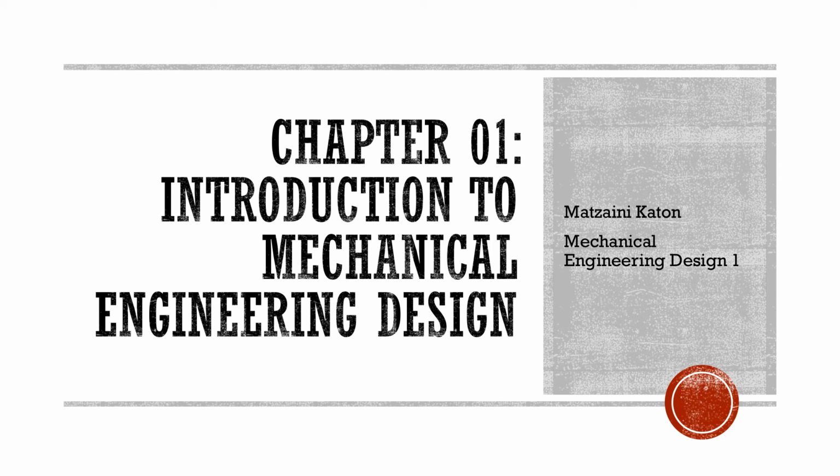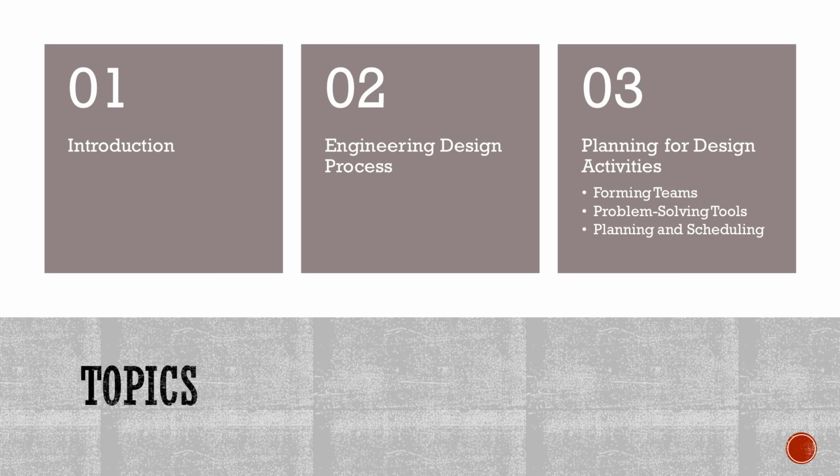So for today we will go into chapter 1, which is Introduction to Mechanical Engineering Design. There are 3 topics in chapter 1: the first one is Introduction, second, the engineering design process, and last is planning for design activities.